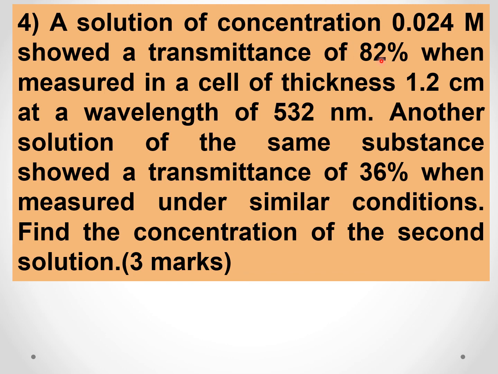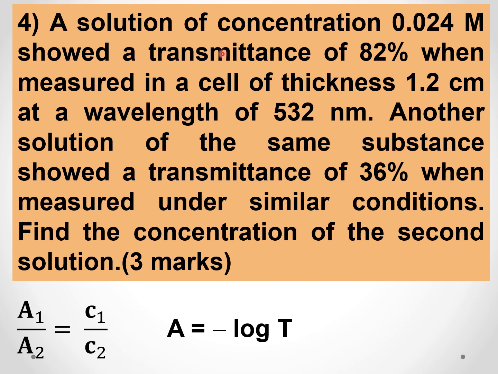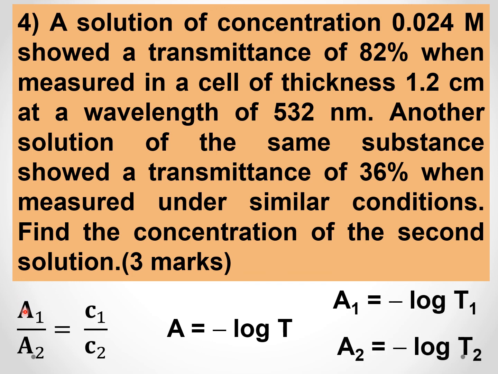Okay, this percentage that is. So same formula, A1 by A2 is equal to C1 by C2. Here C1 is given. A1 and A2 are not given. The transmittance is given, so we have to convert transmittance to absorbance. How is that done? A is equal to minus log T. You have to substitute in this equation, find out A1 and A2 and then you put it here. A1 is minus log T1, A2 is minus log T2.